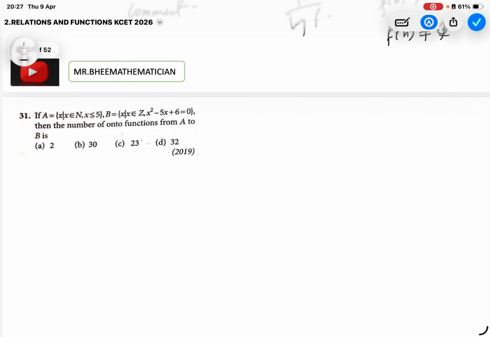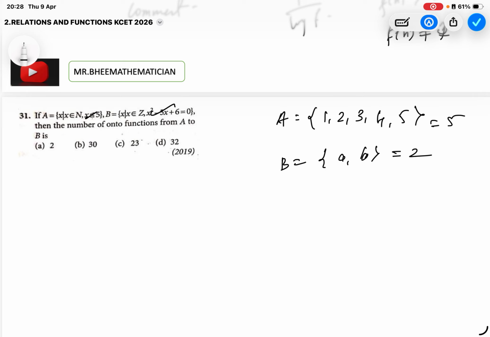Here it is: x is less than or equal to 5 and a natural number. How many elements are possible? 1, 2, 3, 4, 5. And B is a quadratic equation that has only two solutions. Two elements, five elements. And then the number of onto functions.